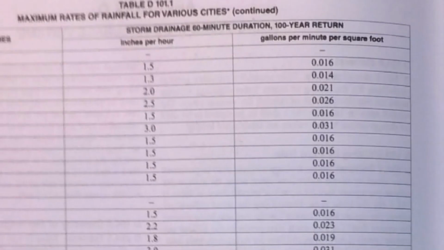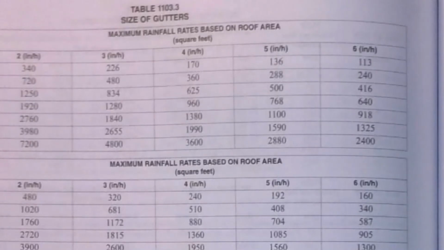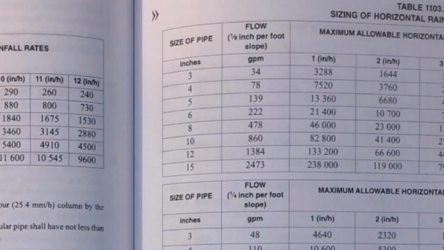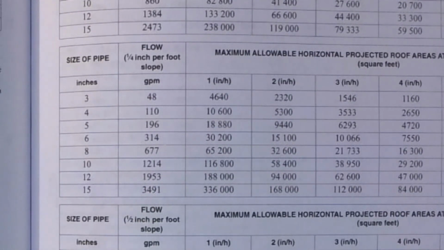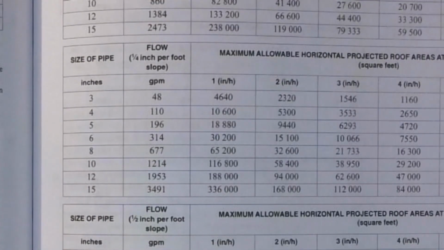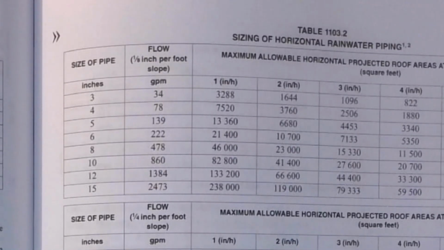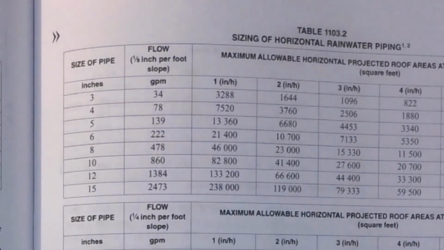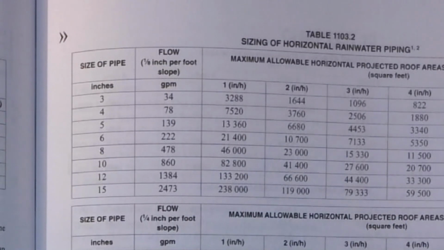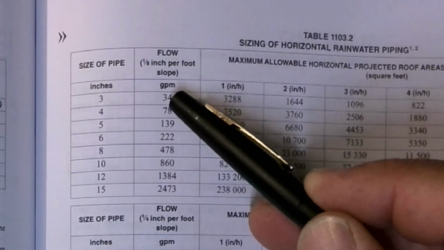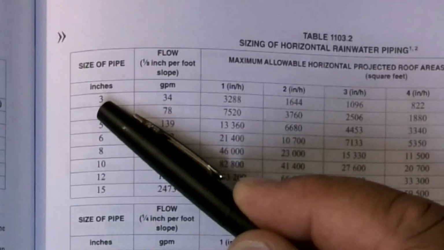Now I can go back to that table in chapter 11. This guy over here. And let's say I'm sloping it at 1/4 inch per foot. My first one was 31 gallons. Actually, it's not going to matter. So each one, I have Palmdale, 31 gallons per minute. San Diego, 16 gallons per minute. All I have to look at is right here, gallons per minute. 31 gallons per minute. 3-inch pipe.